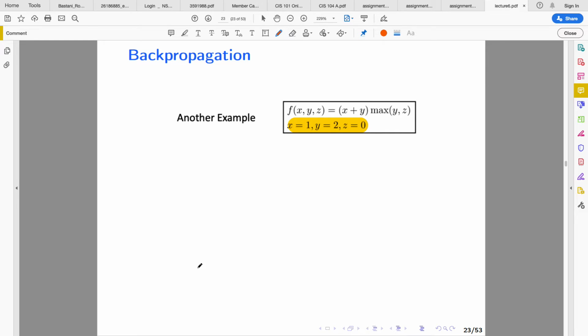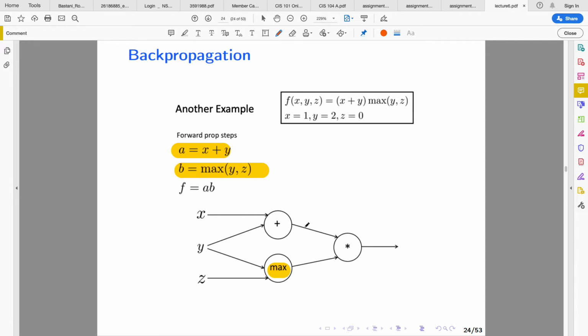In another example, as you can see here, we have what we call the ReLU function, or something that is close to ReLU, a maximum function. So here, this is our function. It takes in x, y, z. It adds x to y, and the result is multiplied with the max of y and z. So let's say we now initialize our variables with x equals 1, y equals 2, and z equals 0. So what you can do is to build a computation graph.